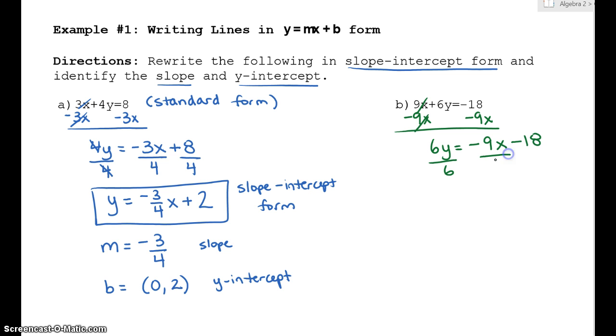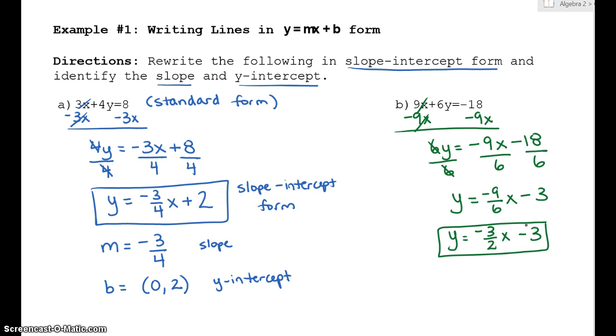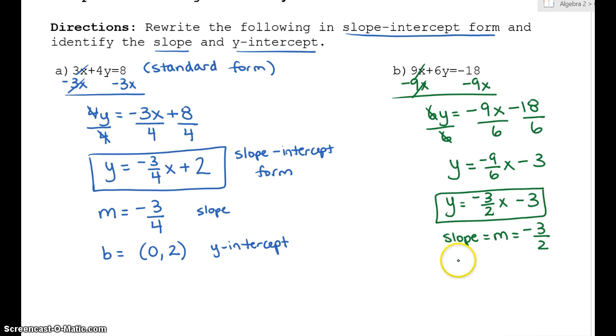Alright, divide by 6 on all pieces. 6 divided by 6 is 1, so we're left with 1y equals. Now, 9 and 6 simplifies. I'll just rewrite it for now, but I do know it simplifies. And negative 18 divided by 6 is negative 3. I do want to simplify this really quick. They do have a 3 in common, so it's going to be negative 3 over 2 x minus 3. So here is slope-intercept form. Now, from there, we're going to go ahead and give them the slope. Remember, the slope equals m, which is negative 3 over 2 in this case because it's the number next to the x, as always. And then we're going to go ahead and find the b, which is our y-intercept.